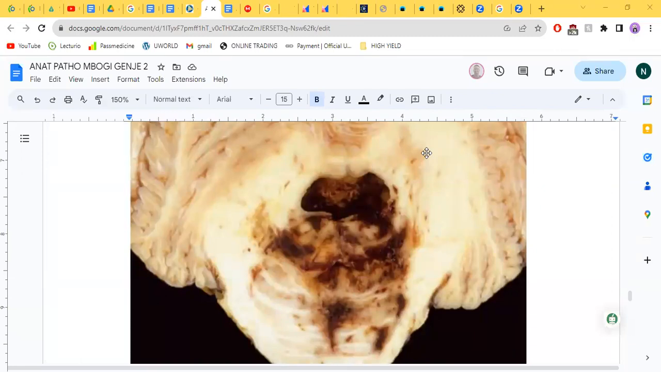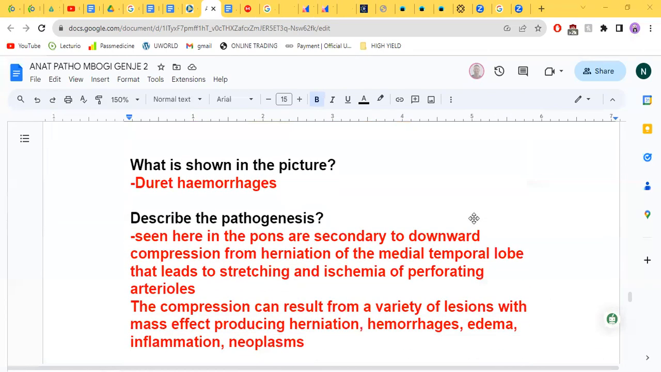Now, the Duret hemorrhages come about as a result of herniation of the brainstem. Yes, someone has put it in the chat. Herniation is correct. Now, and downward displacement. So once there's downward displacement of the midbrain, and they have to fit inside the foramen magnum. So, and the foramen magnum probably is not big enough for the pons. So you get the cutting off of blood supply, and finally you end up with hemorrhages, which are called the Duret hemorrhages. Next, maybe we can move on.